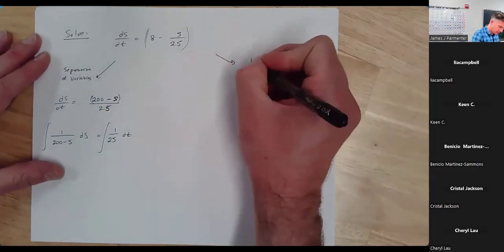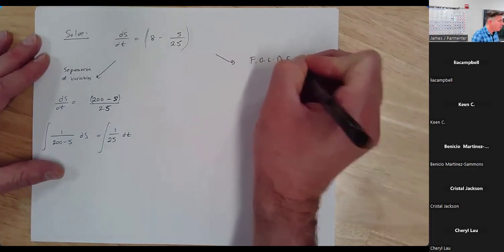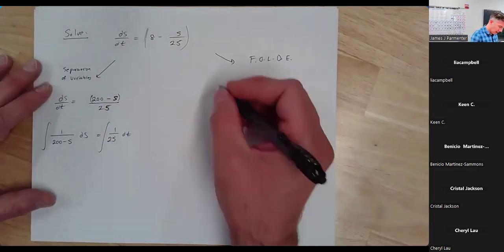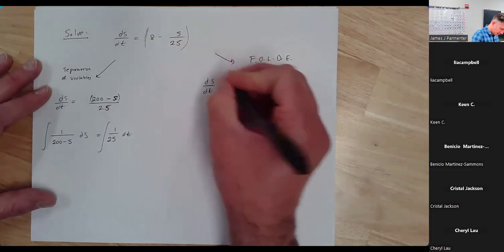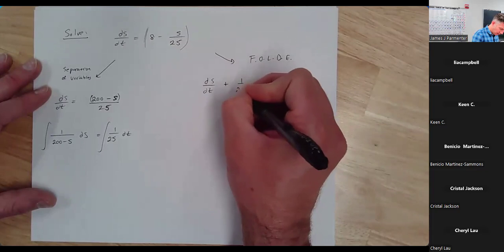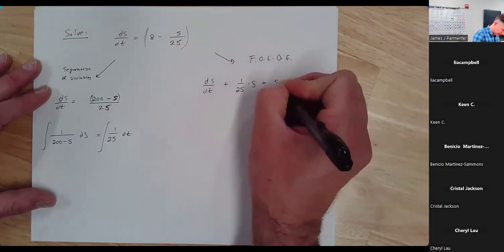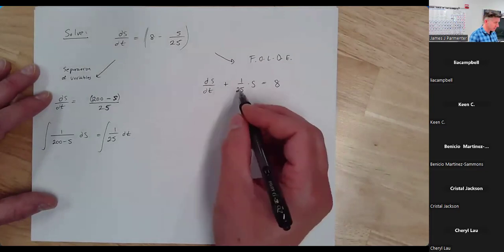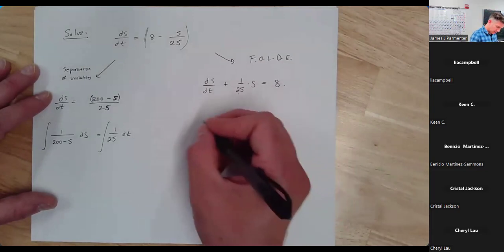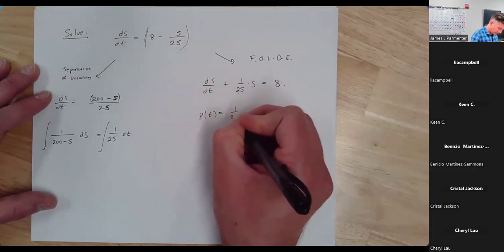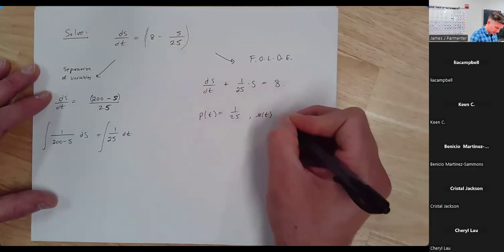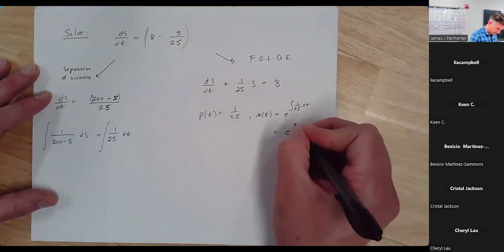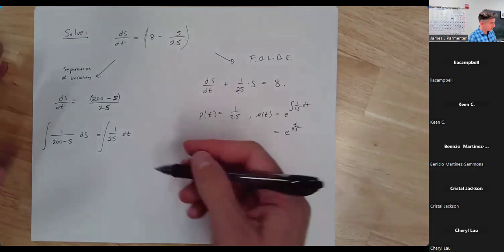Or first order linear. Most differential equations, you won't have a choice. Occasionally you will. So here, if I do first order linear, I'm going to write this as ds/dt plus s over 25, or 1 over 25 times s, equal to 8. And now I've got my usual setup, s prime plus a function of t times s equal to a function of t. So my p of t here is 1 over 25. My integrating factor, mu of t, is going to be e to the integral of 1 over 25, which is just e to the t over 25. Not too terrible. We multiply everything by that.